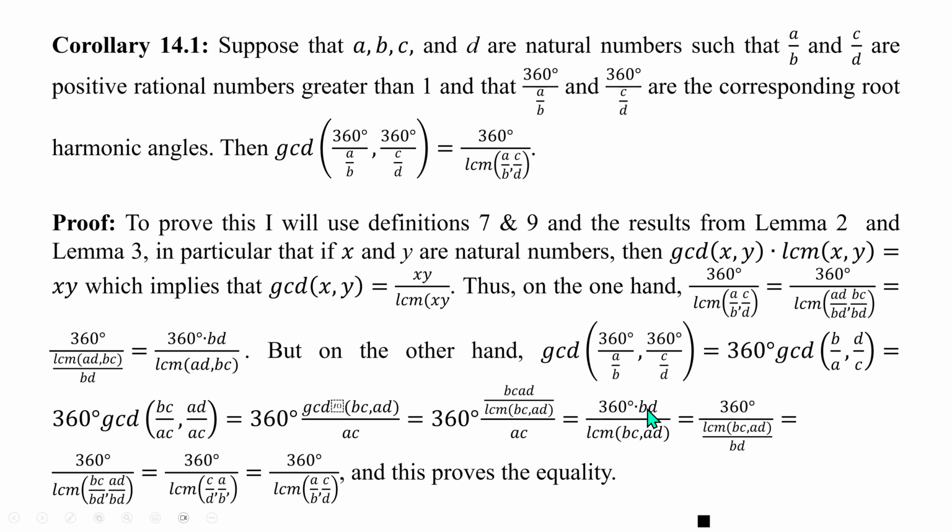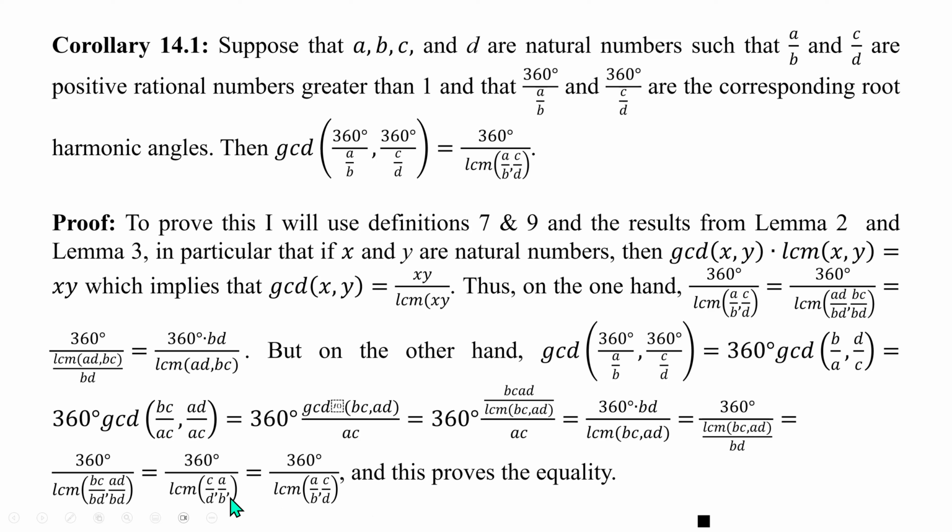And if I take the B times D down below, I can rewrite this as 360 degrees over least common multiple of BC and AD, this least common multiple divided by B times D. Okay, and now I can move this divisor BD into this expression. I can divide each of these terms by BD, which is what I do here. And then if I reduce these fractions, I get 360 degrees over the least common multiple of C over D and A over B.